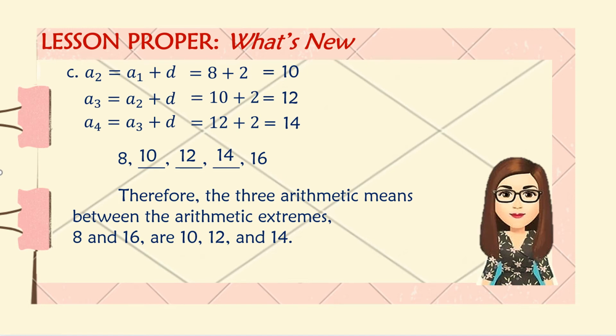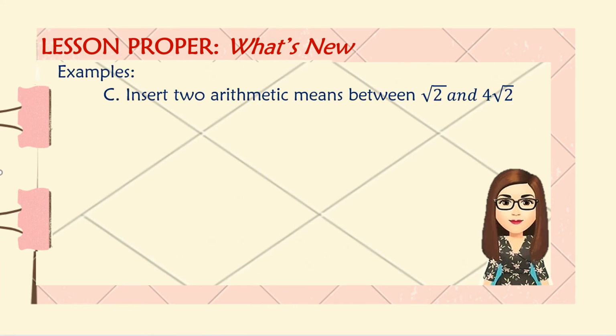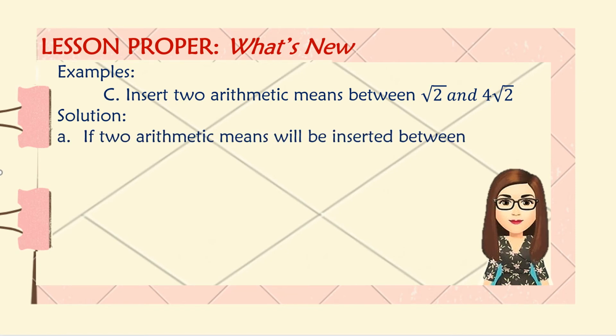Okay? So, let's have our third example. So, insert two arithmetic means between square root of 2 and 4 square root of 2. Okay, so this time, ang example naman natin ay may radical symbol. Okay, so let's have our solution. So, if two arithmetic means will be inserted between square root of 2 and 4 square root of 2, then ang a sub 1 natin, square root of 2, ang a sub 4 natin ay 4 square root of 2. So, yun yung given lang eh.